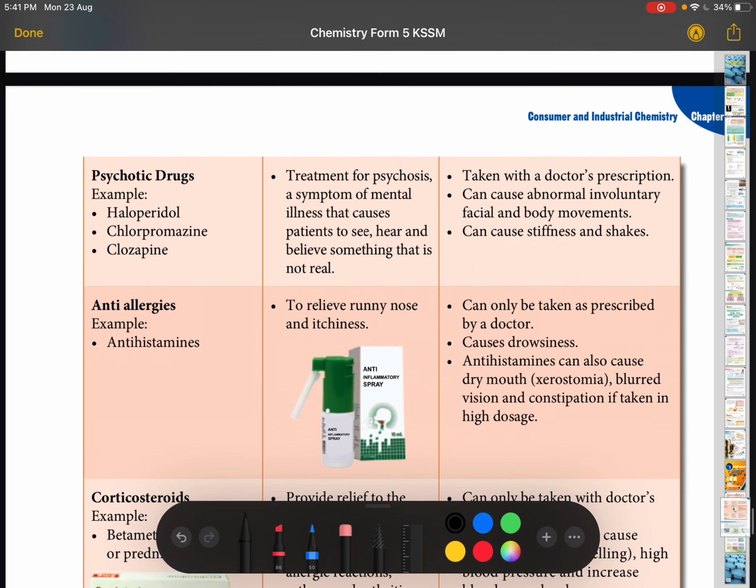Next is psychotic drugs. For this one, I don't really want to look at the book much because the teacher actually added a few things, like antidepressants, and I forgot what's the other one. For these three, they are a treatment for psychosis, which is a mental illness that causes hallucination. The other ones are antidepressants, and I forgot what's the last type. I'm gonna go and get my book first. You can go drink water or something.